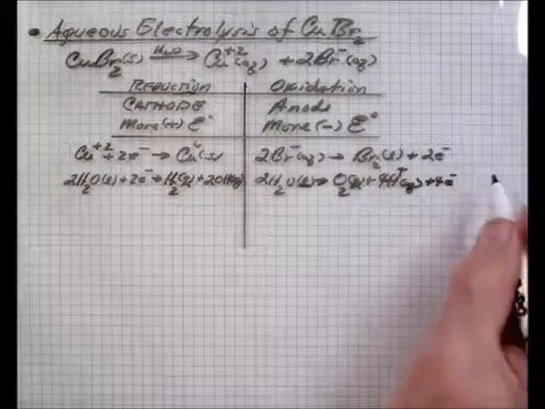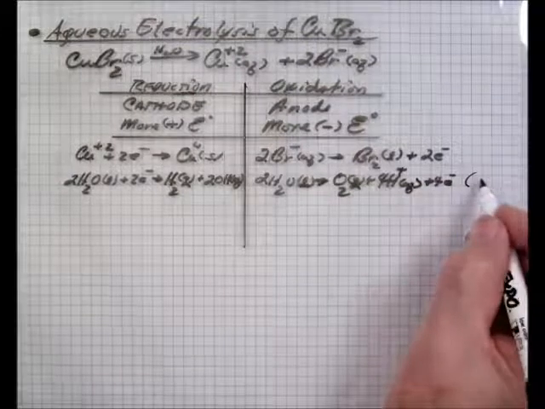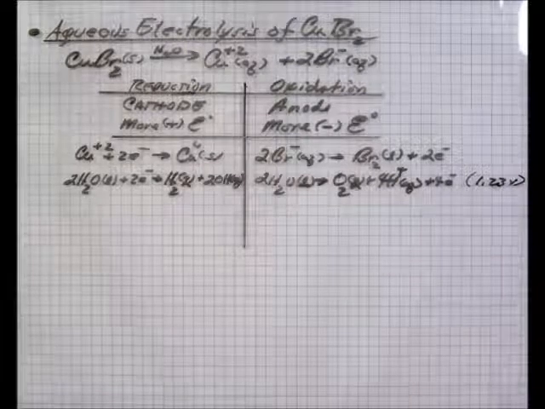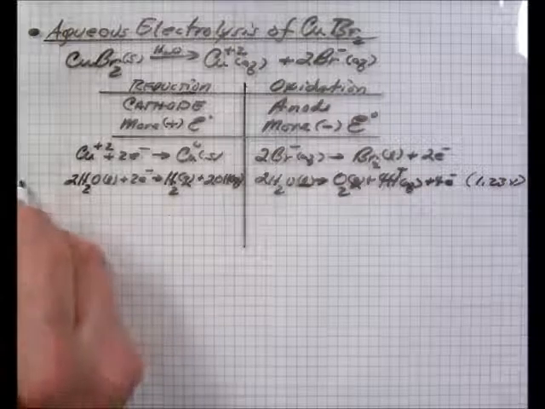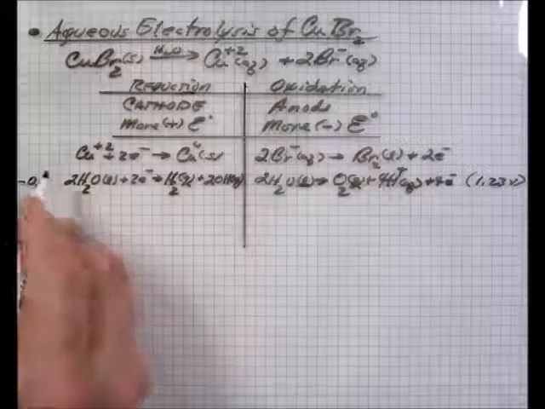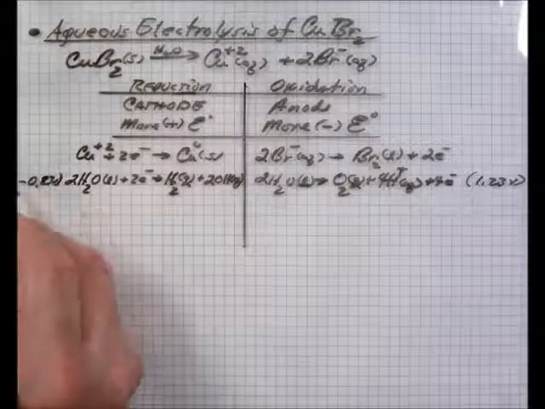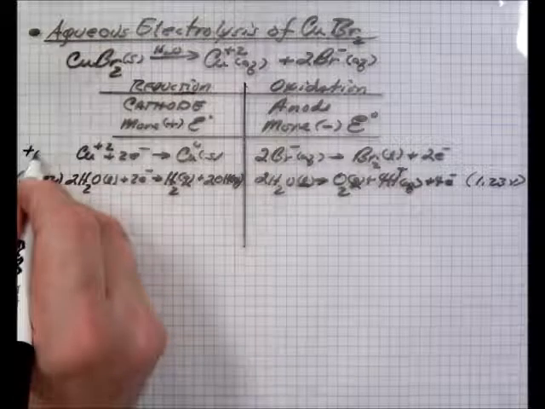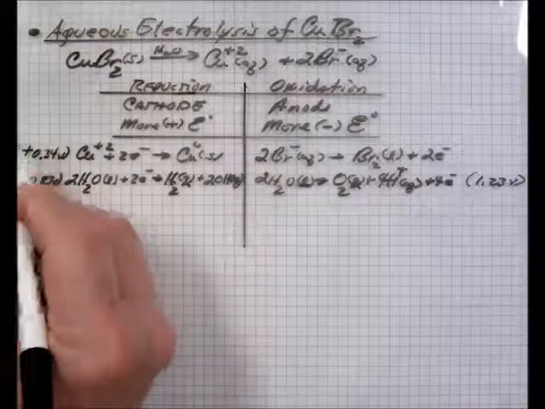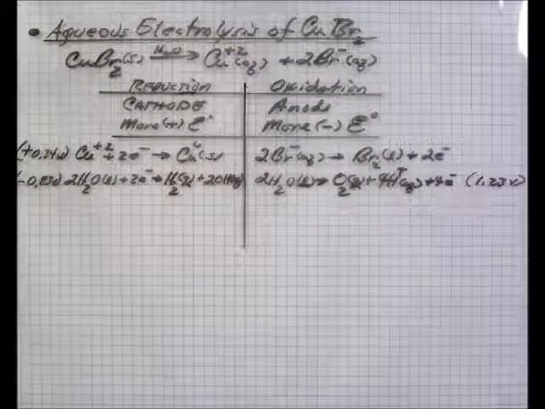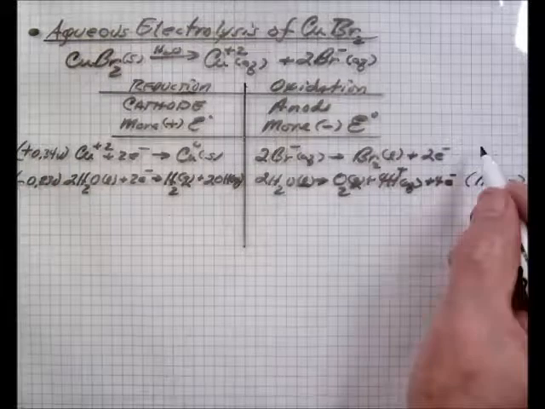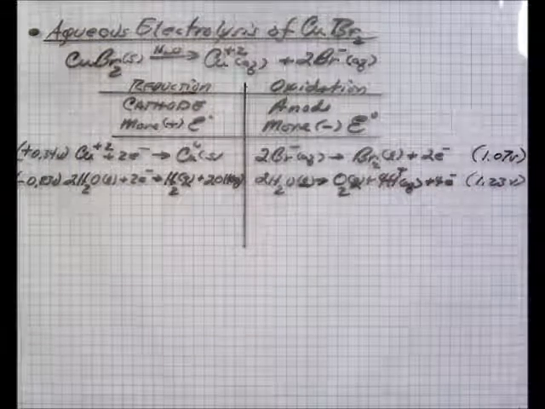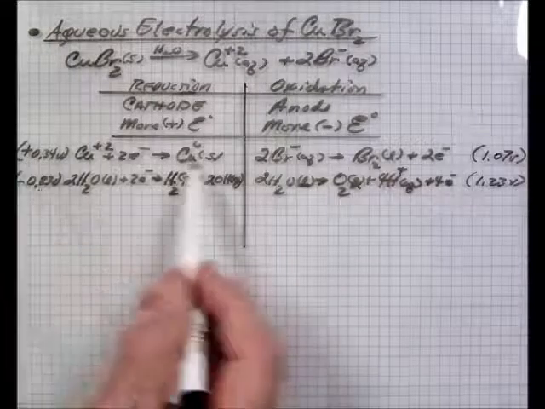Well, and then we put in the reduction potentials. This one is plus 1.23 volts right there. Here is a minus 0.83 volts right there. Now the copper is 0.34 volts, and the bromine, let's see, 1.07 volts. Okay, so we're looking for the more positive value here.